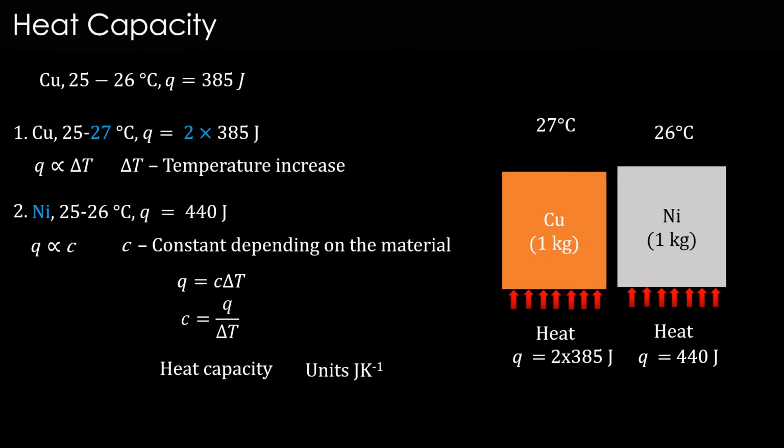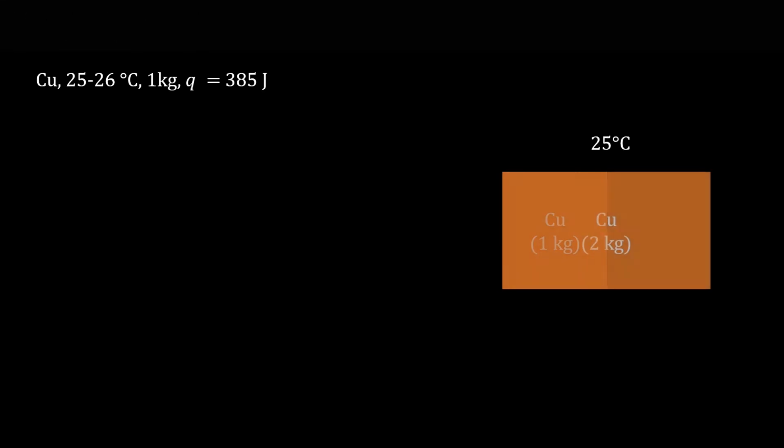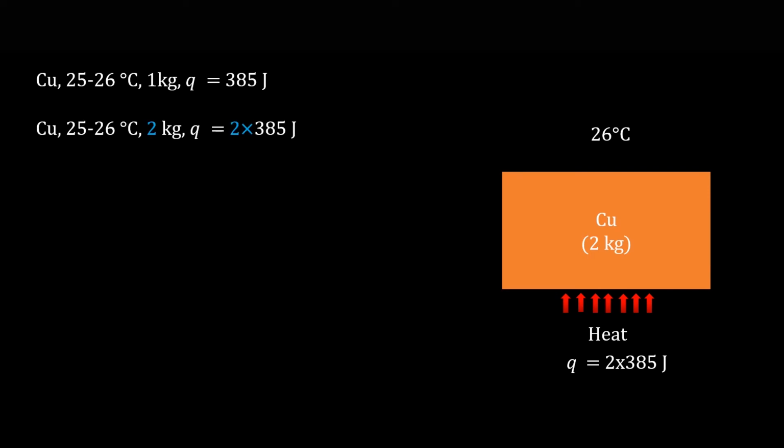Are we missing anything here? What about changing the mass from 1 kg? So instead of 1 kg, let's take 2 kgs and supply heat. It goes from 25 to 26 degrees Celsius. Again, in this case, the amount of heat required will be double the value of 385. Therefore, Q is proportional to the mass.